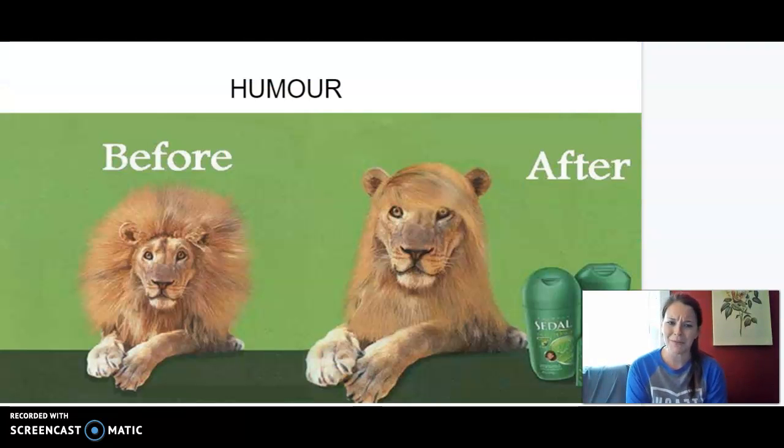The first one, humor. You might be looking at this like, that's a little silly. There is a lion's mane all fluffed up like normal, maybe a little bit extra. And then you see a lion with a nice flat comb over mane that just looks beautiful. This is funny because obviously lions don't do their hair. But the shampoo and conditioner company trying to sell you this product thought, hey, we can get them to laugh. They might like us. They might buy our product.